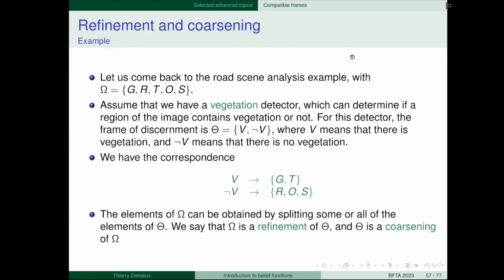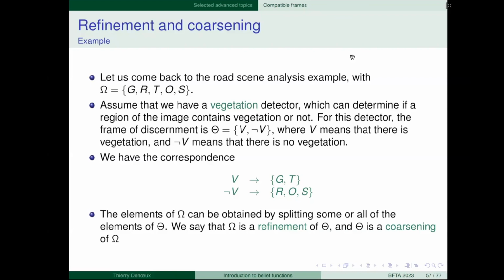Assume that now we have a vegetation detector, a kind of software sensor that detects vegetation. This detector can only determine if a region of the image contains vegetation or not. So for this detector, the frame of discernment, call it theta, has only 2 elements: either we have vegetation or not. But we have a correspondence between the elements of theta and the elements of omega, because grass and tree are vegetation. So when this sensor tells us we have vegetation, it means that we have either grass or tree, and not vegetation corresponds to road, obstacle, or the sky.